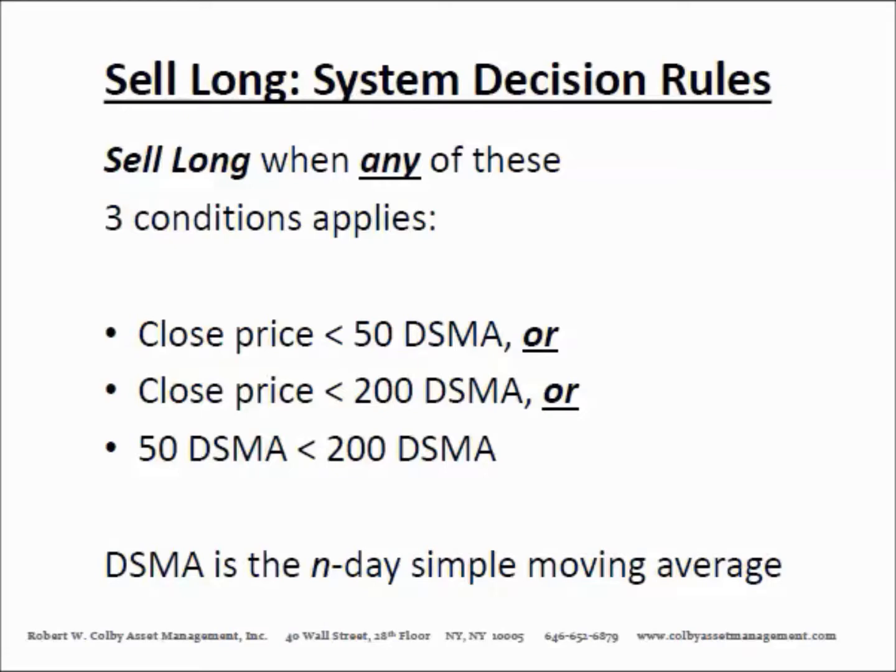So here's our rule for selling, or selling long. You sell long when any one of these three conditions apply. And we're making it easy to sell. Hard to buy, easy to sell. The closing price, if it dips down below the 50-day simple moving average, sell. Or if it dips down below the 200-day, sell. Or if that 50-day crosses and is now less than the 200-day simple moving average, that's actually a major signal we'll talk about later. You sell in that case as well. So if any one of these three things happens on our chart, you sell.